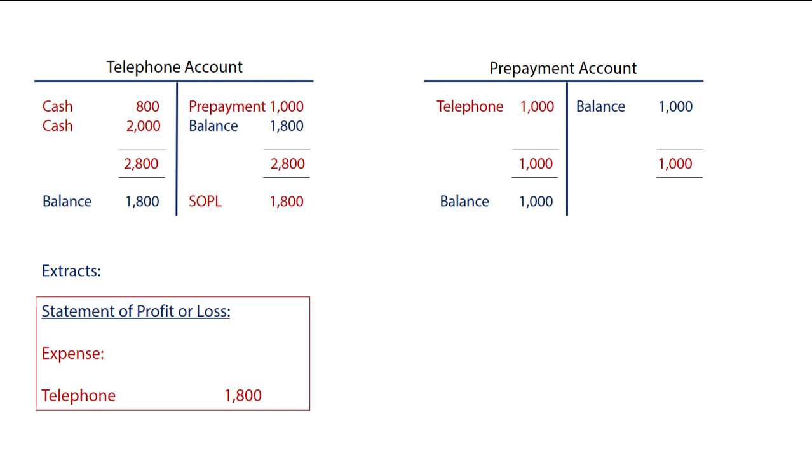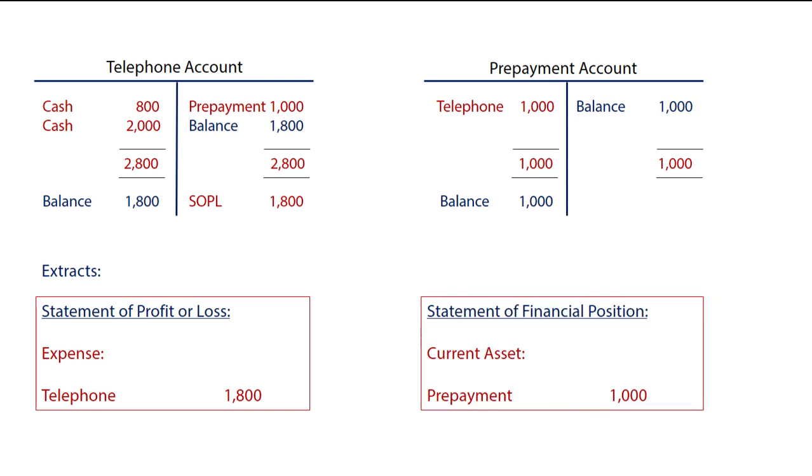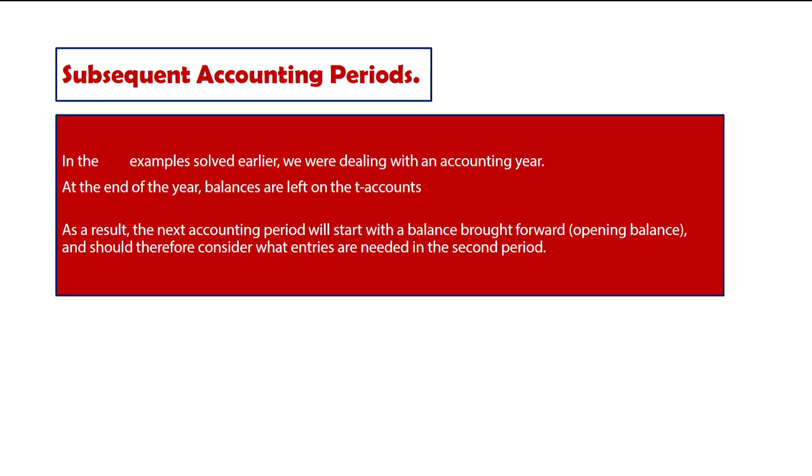Then the prepayment account is a balance sheet item. So we leave it as it is. So then we come to the balance sheet item. Then we create a column for current asset. This is an extract again. So we just create a column for current asset where the prepayment is supposed to belong. Then we put the prepayment there and put a figure of what? $1,000 there.